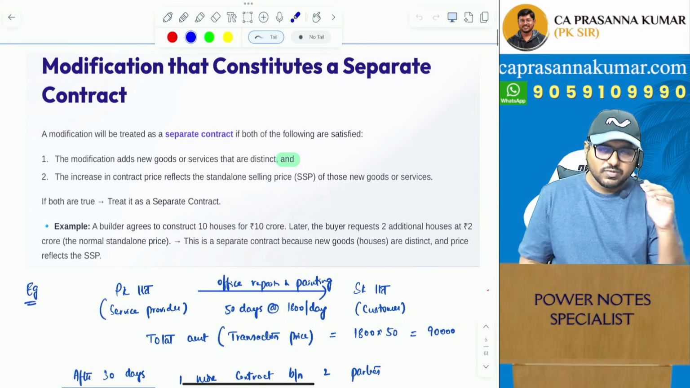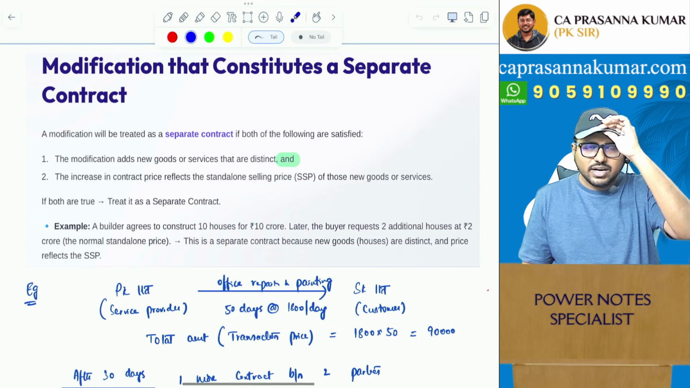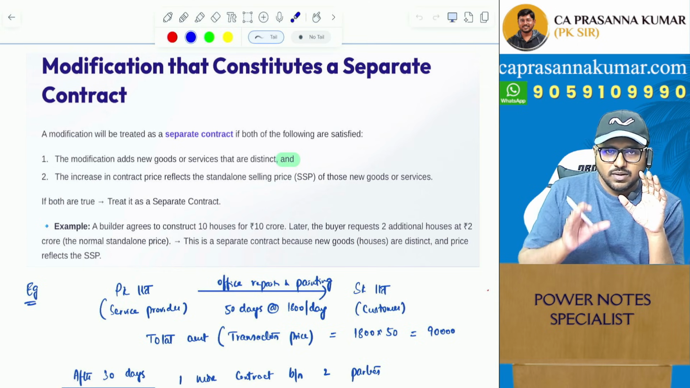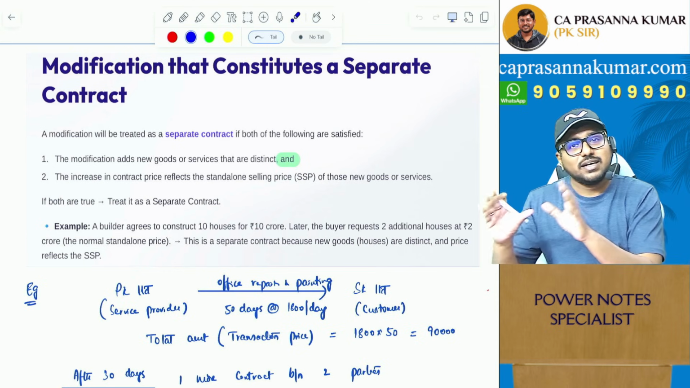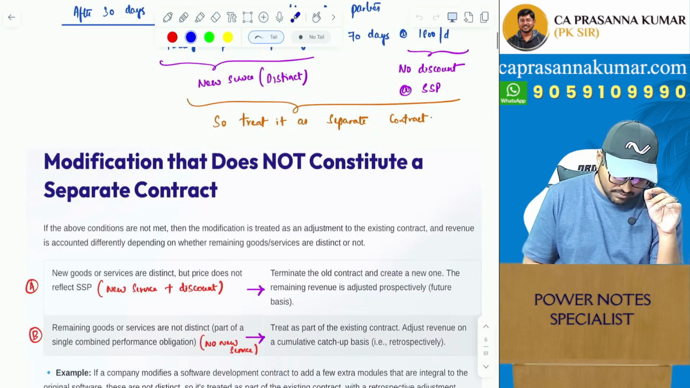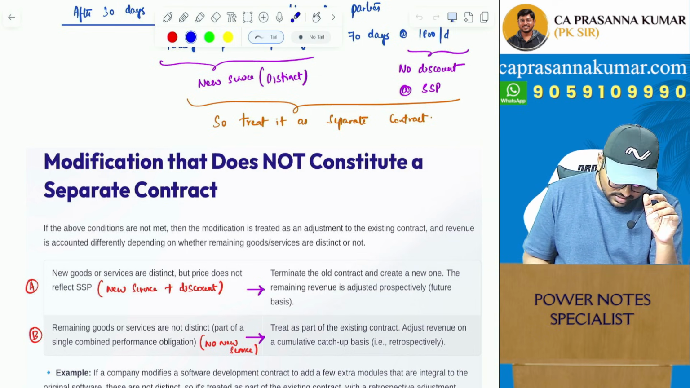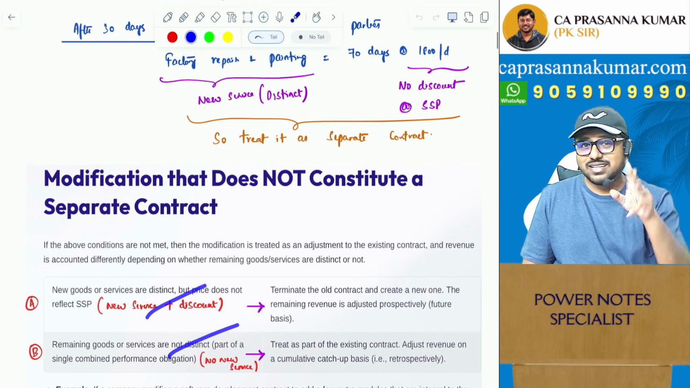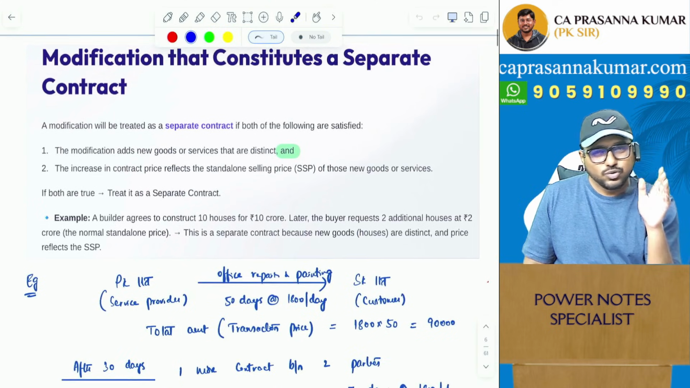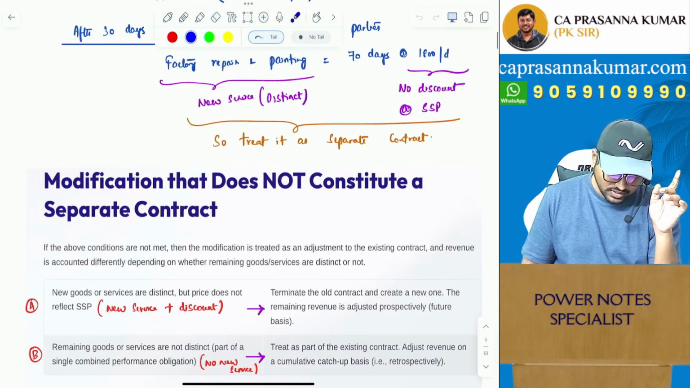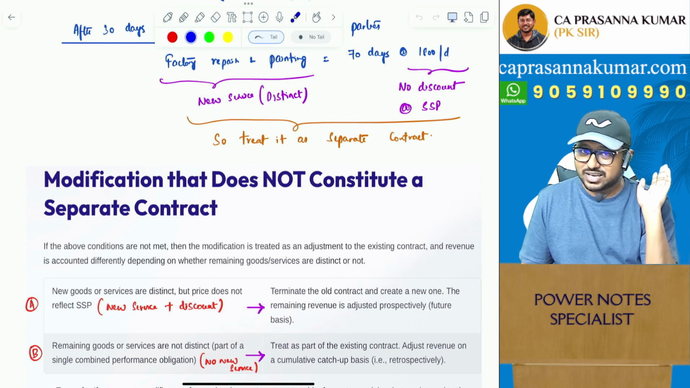For that, we have divided things into two scenarios. Sir, what are the two scenarios? Modifications that will be treated as a separate contract and modifications that will not be treated as a separate contract. Under the second, again, there are two scenarios. So basically, there are three scenarios, okay? But you remember it this way: a modification that constitutes a separate contract as one scenario, and a modification that does not constitute a separate contract as another scenario.